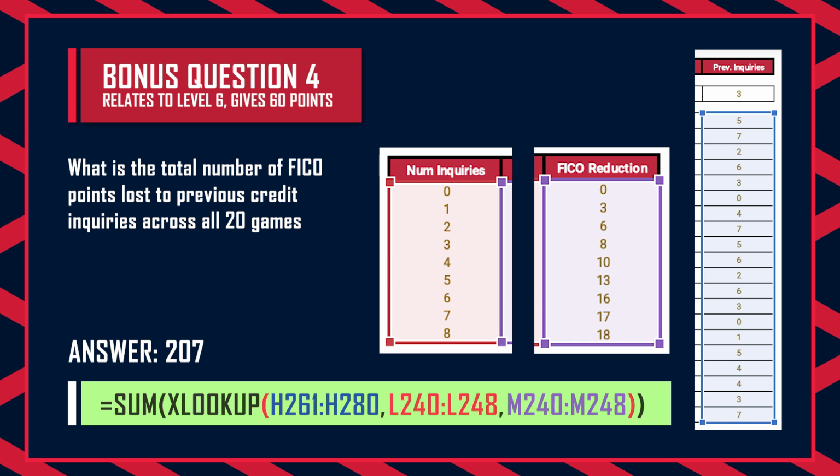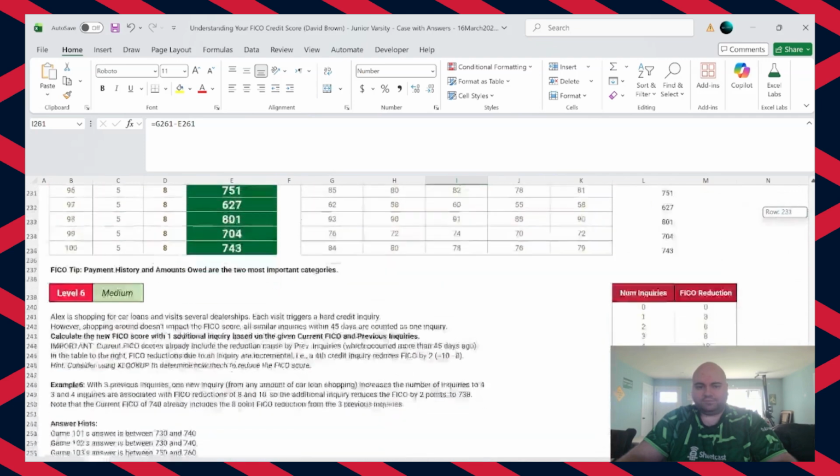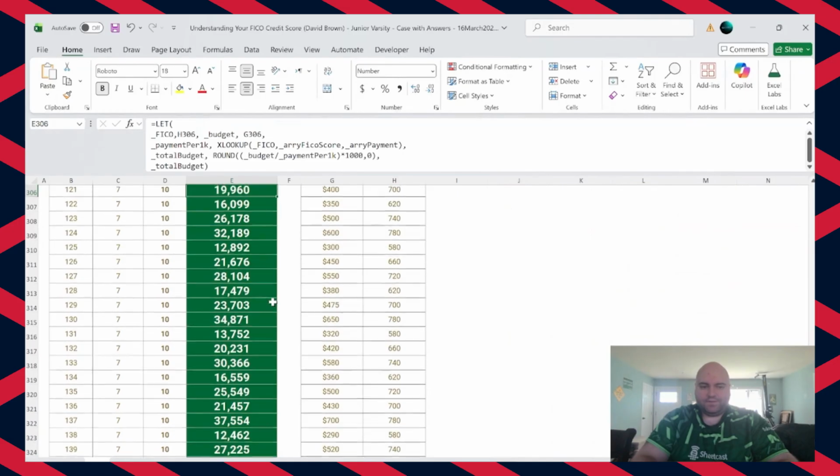In level 7, how much more can borrowers with FICO scores of 700 or higher afford versus those with lower FICO scores? The instructions off the bat there left me a little bit of confusion, but they do make it clear of the process that they want. Sum the answers for the high FICO scores greater than or equal to 700. Subtract the sum of the answers for the low scores less than 700. Let's go down to here. So we have our answers for level 7.